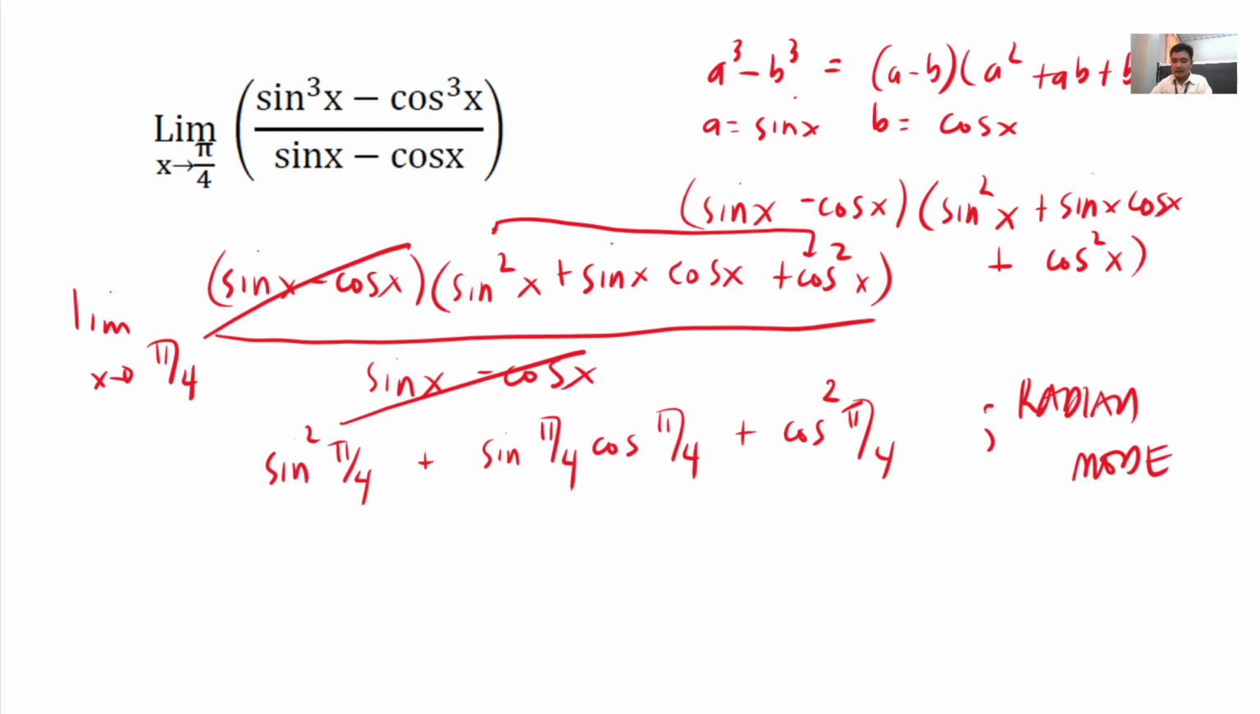sine, dapat naka-radian mode, pi over 4 times cosine pi over 4 plus cosine pi over 4 squared. That will give us 3 halves. Okay? So if you think there are corrections, clarifications, just message me.